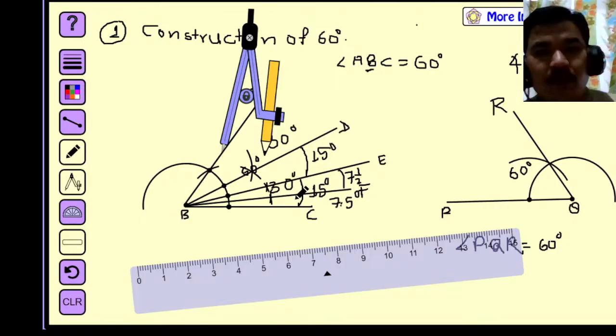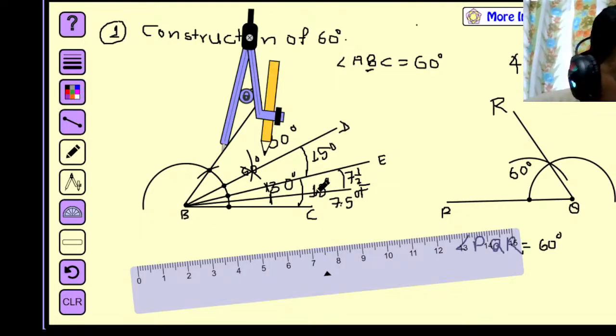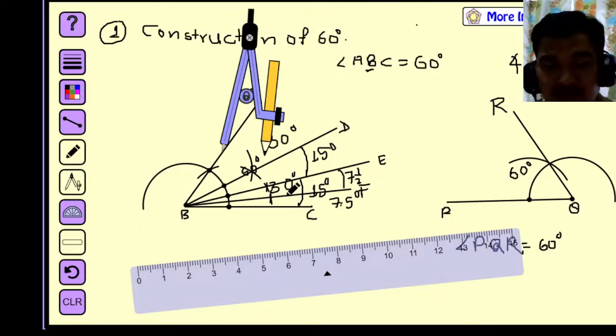We can draw the half of 15 by putting the tip of the compass on this main arc at 15 and 0. If you cut, it will come here, half of 15 degrees. That is 7.5. Okay, this is the way.